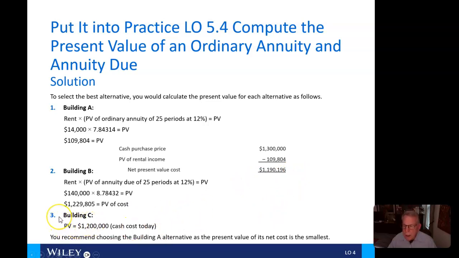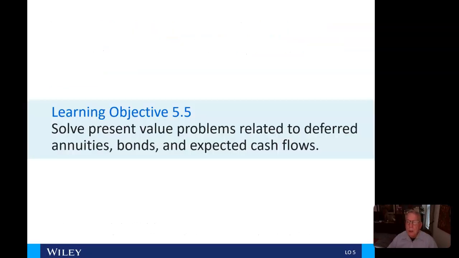In option 3, building C, present value of $1.2 million today. That's already at present value, we don't need to do anything to that. So we would recommend the first alternative here, building A, as its net cost is the smallest. Great illustration there. This comes up all the time in the real business world.